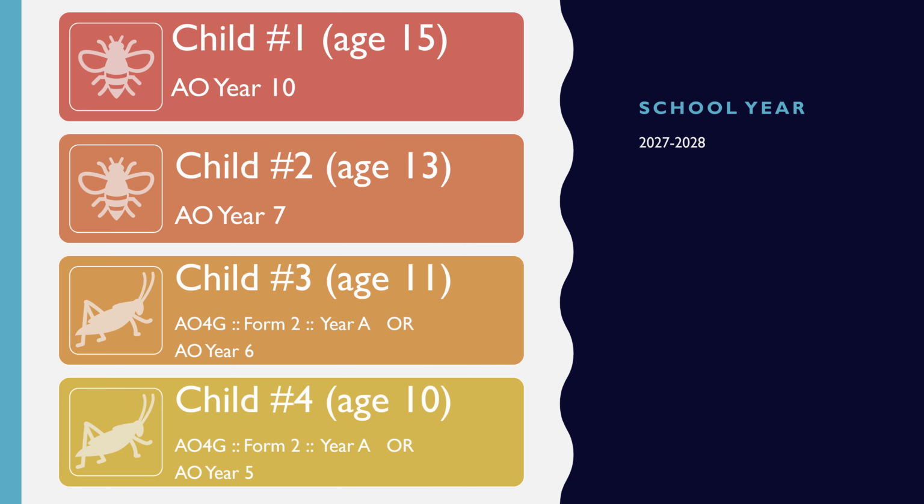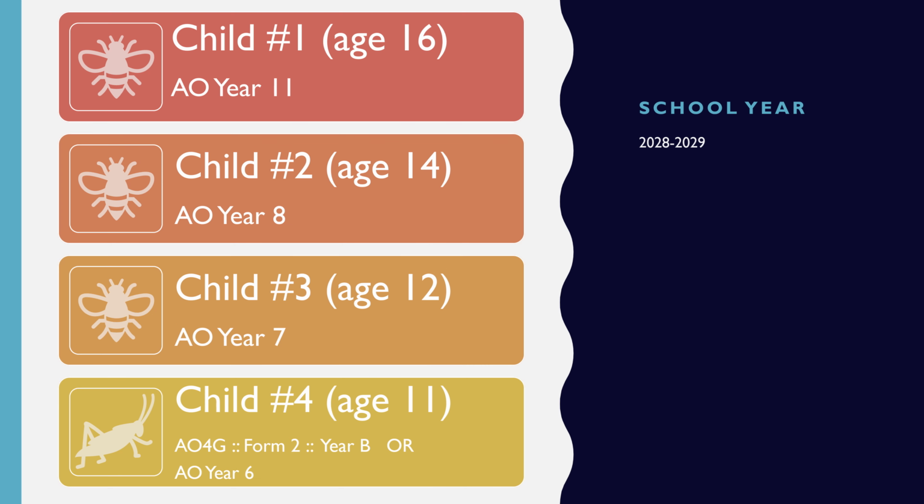27-28 school year. We now have 2 children in their own independent AO years. Child number 1 in Year 10, child number 2 in Year 7. Child 3 and child 4 can continue to be combined in Form 2 doing Year A, or they can be in their own AO years, Years 6 and 5. Now we have another child that has gotten independent. You see what's happening here? Child 1, Year 11, child 2, Year 8, child 3, Year 7, and child 4 is either finishing up Form 2 with Year B or doing Year 6.